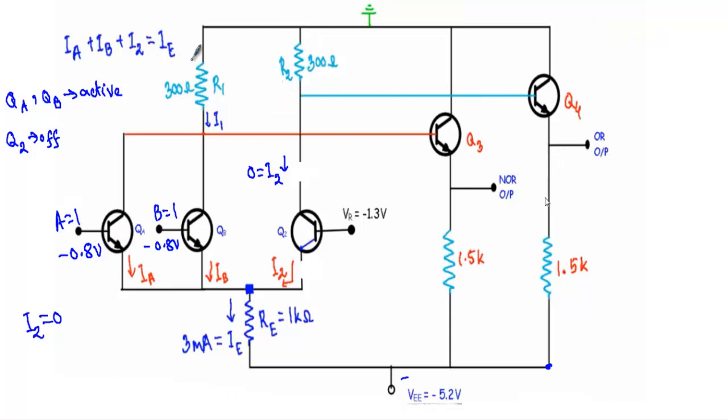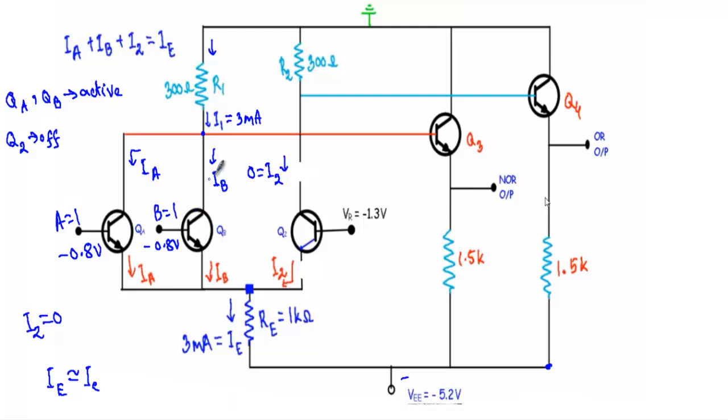Now consider this, as I2 will be equal to 0, that means IE equal to 3 milliampere current will flow through the resistor R1. Our I1 will be equal to 3 milliampere, and when it reaches this point, as our transistors QA and QB are in active region, it will divide. One will go in this direction and another in this direction. This current will be IA and this current will be IB. Here I am considering the emitter current and collector currents equal, because in a bipolar junction transistor its emitter current is very close to collector current.